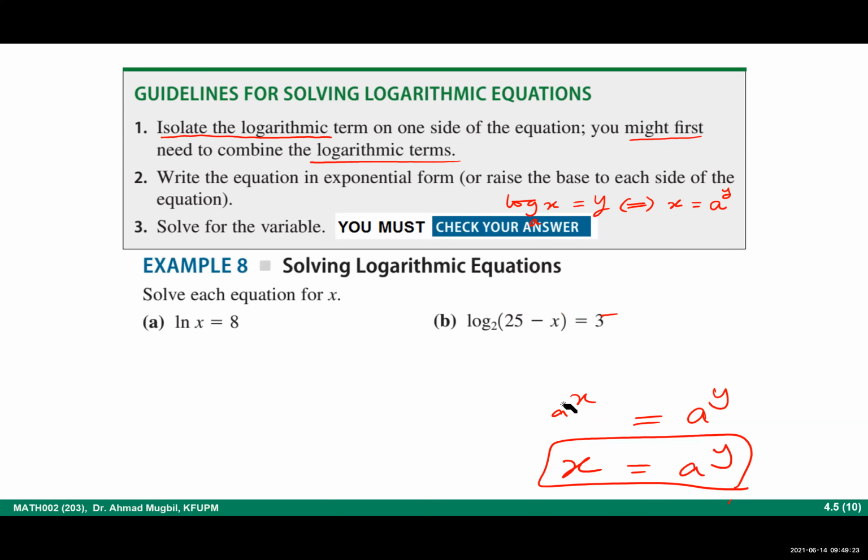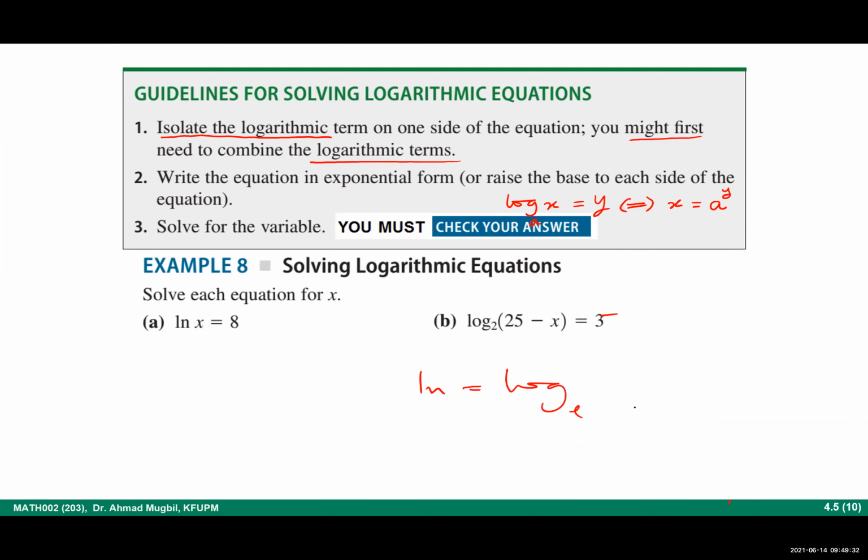Let's apply it to these two easy examples. We have here ln x equals 8. You know that ln is just log e. So in fact we have log e of x equals 8. According to the exponential form, x equals what? e to the power 8. Here it is. This is the solution.